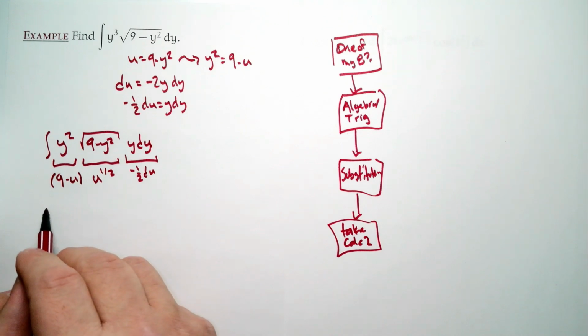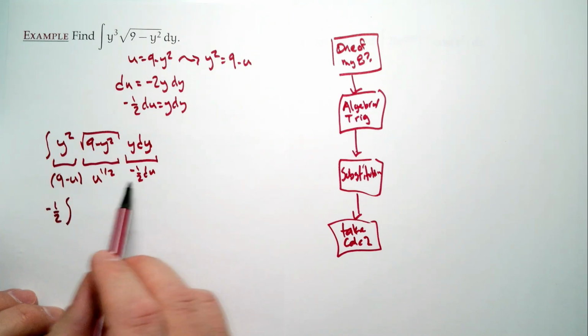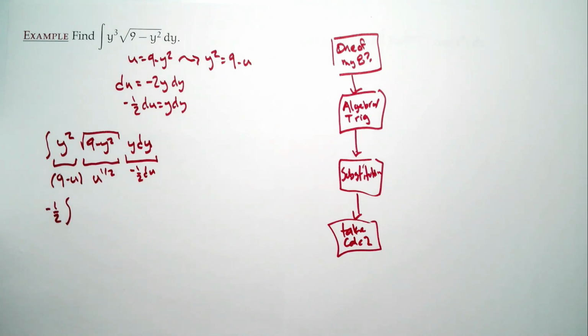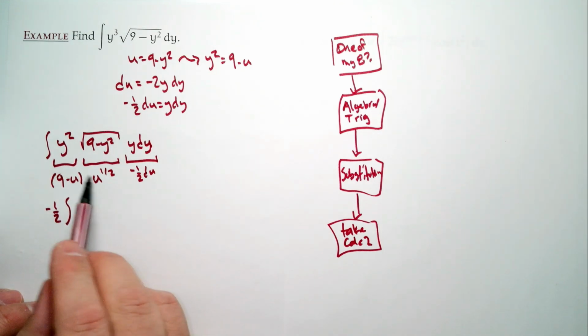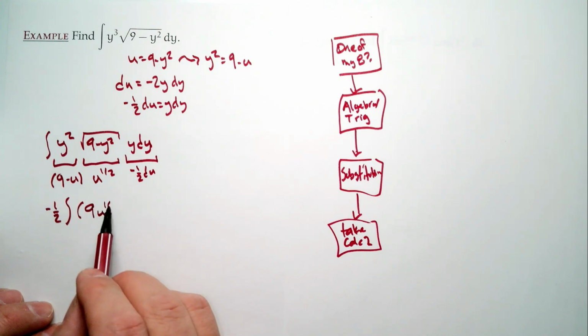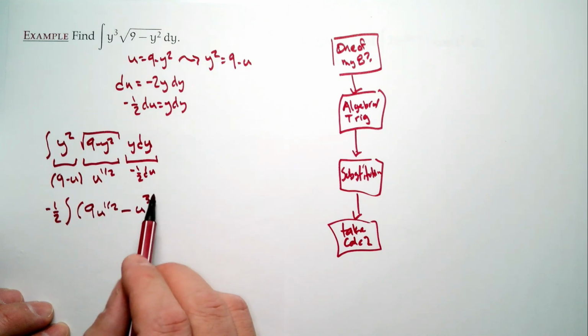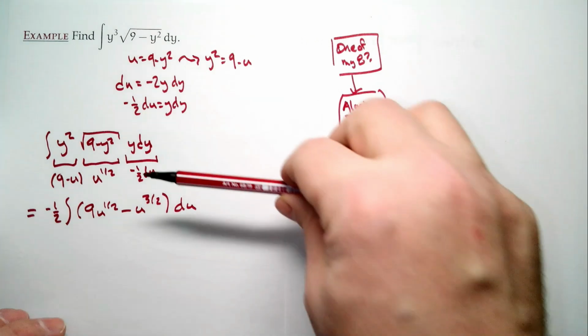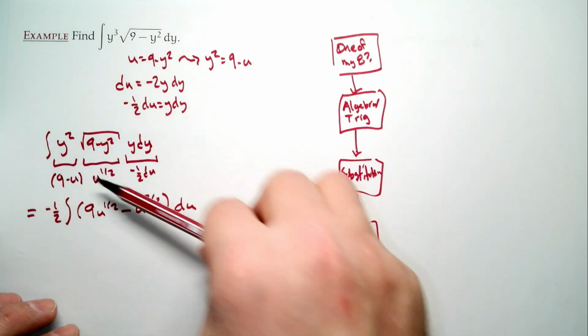So the minus a half, I'll go ahead and pull that out. So we have minus a half comes out, this 9 minus u times u to the half. How would you actually go about integrating something like 9 minus u times u to the 1/2? You'd multiply it out. So it becomes 9 times u to the 1/2, then minus u to the 3/2, and then du. So that's what's going to happen after our substitution. And these pieces are easy to work with. And again, if you're wondering how we got from here to here, I multiplied the u to the 1/2 through.